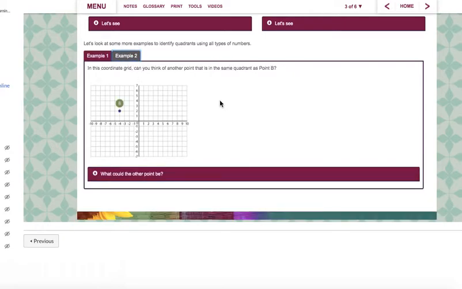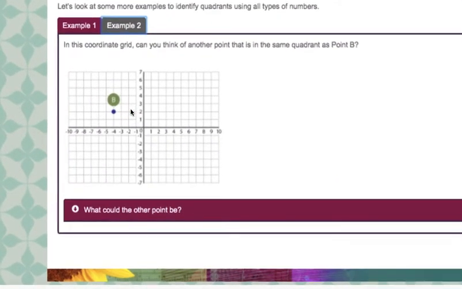In this coordinate grid, can you think of another point that is in the same quadrant as point B? Now, they changed this question. They're not asking you which quadrant it's in. It is in Quadrant 2. They're asking you to come up with another point. So there would be several right answers to this one.